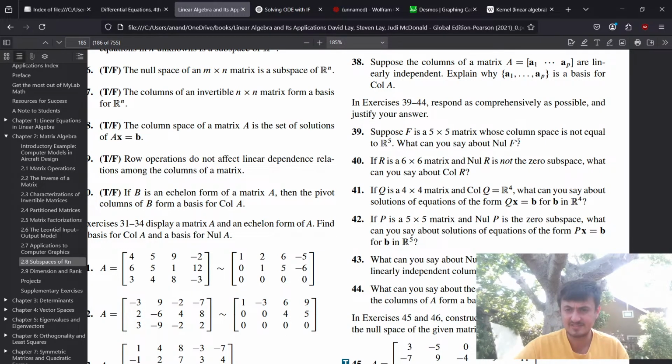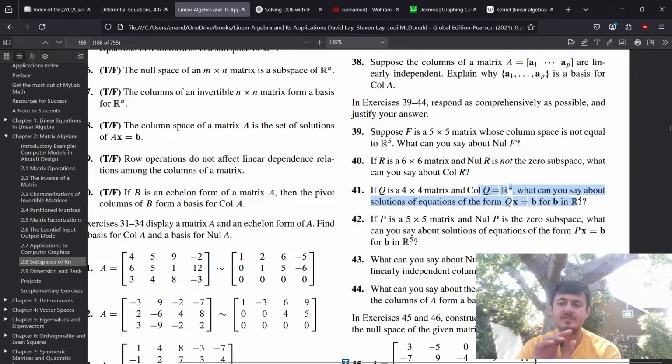If R is 6 by 6 and null R is not the 0 subspace, what can you say about col R? It doesn't span R6. 41. If Q is 4 by 4 and the null space is the 0 subspace, what can you say about the solutions? Oh, you can say that they're unique. First off, you can say for all b they exist and they're unique. So what am I trying to say? I'm trying to say for all b, a unique x exists. Okay, great.